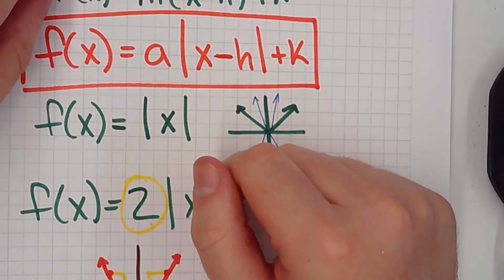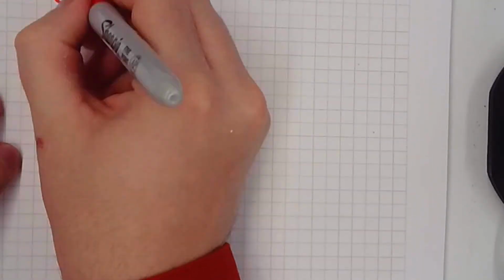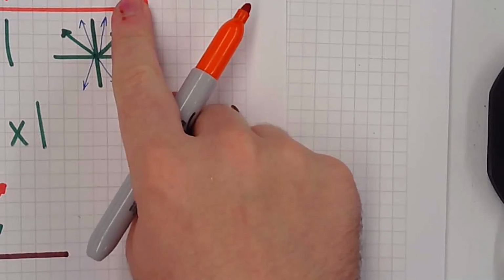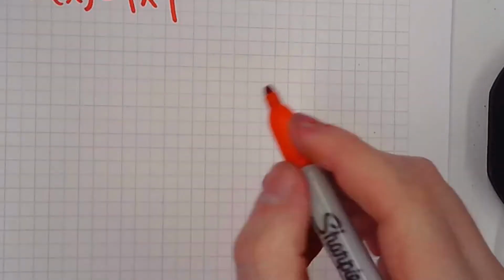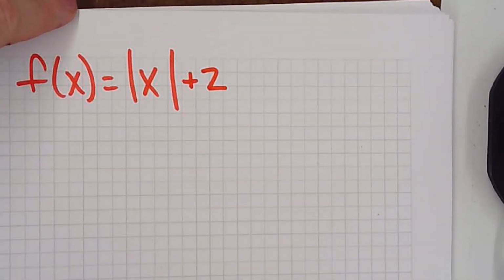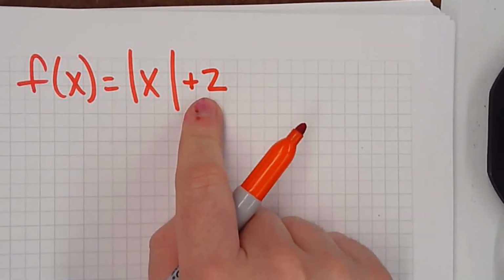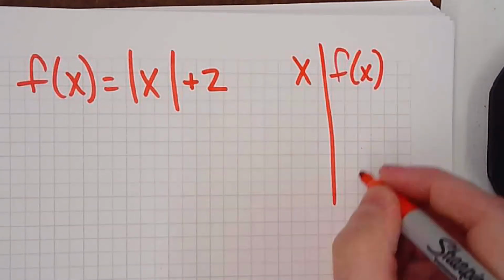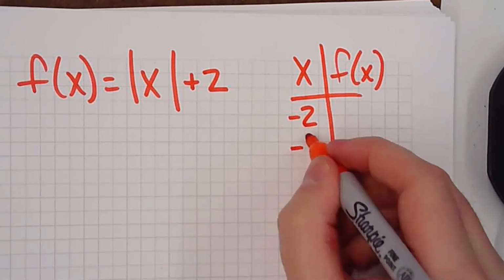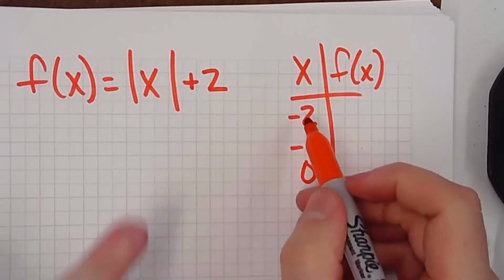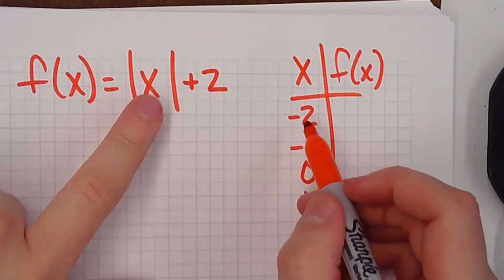So let's show that. F of x equals absolute value of x. And then on the outside, because that's where k is, we're going to add 2. So as I said earlier, k, you just do what it says. So it's going to end up shifting it up 2. But let's show that. Let's plug in some points and make sure. Negative 2, negative 1, 0, 1, and 2. Okay. If I plug in negative 2, I get positive 2, right? Because it cleans it up. And then I add 2 more, and I get 4.